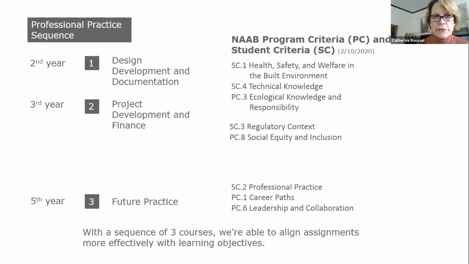So this is the sequence for our BArch program. We now have 3 courses. The first one is design development documentation. Then we have introduced a new course on real estate development. And then in the 5th year, we have what we're now calling future practice. I've listed the new NAAB criteria here. If we have 3 courses, we can spread them over more time, but what it really does for us is allow us to align the assignments more effectively with our learning objectives.